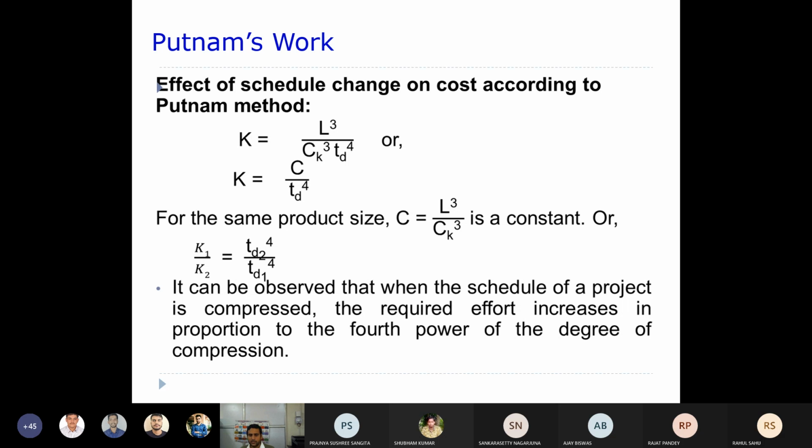So if you say the TD, initially you have TD equal to T, and thereafter TD becomes T by 2. How many times will the cost or the effort increase here? 2 to the power 4, man. T to the power of 4 and T to the power of 4 by 2. So T to the power of 4 and T to the power of 4 will be cancelled out, and 2 to the power of 4 will go up. So that means it will be 16 times.